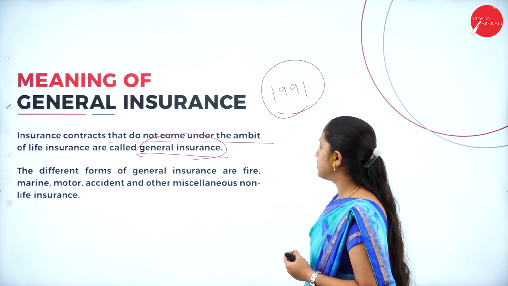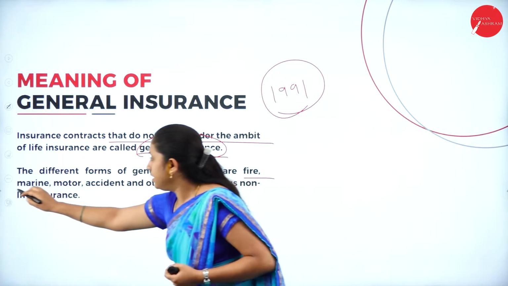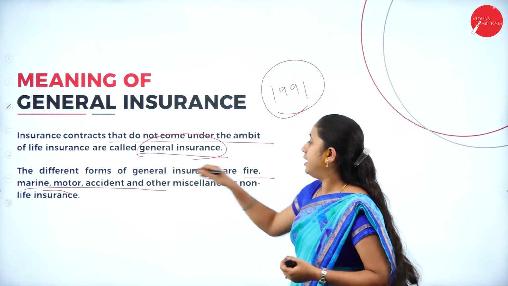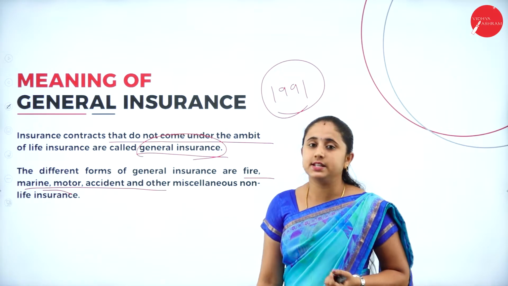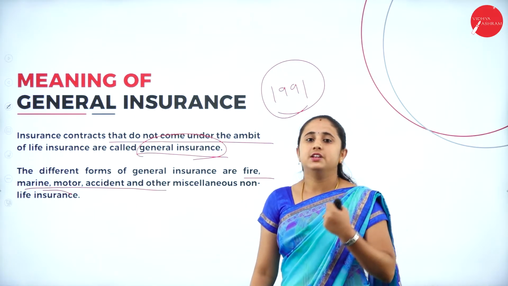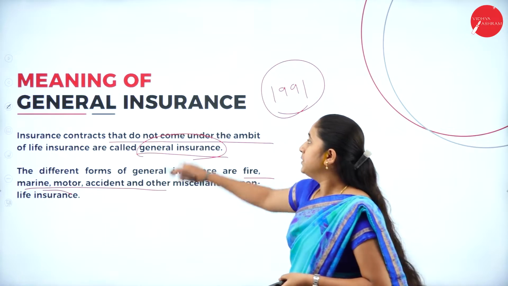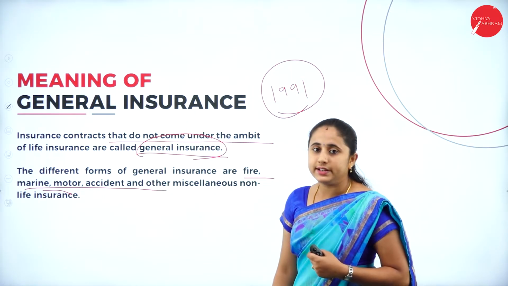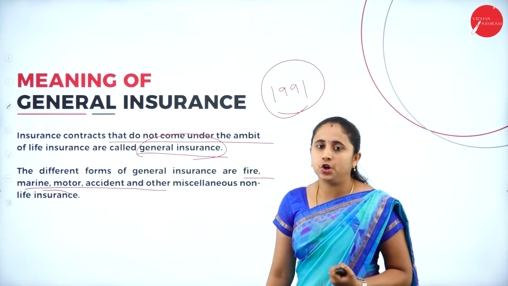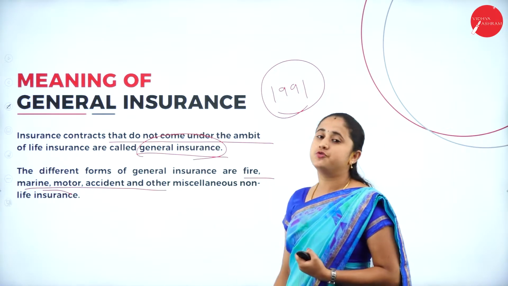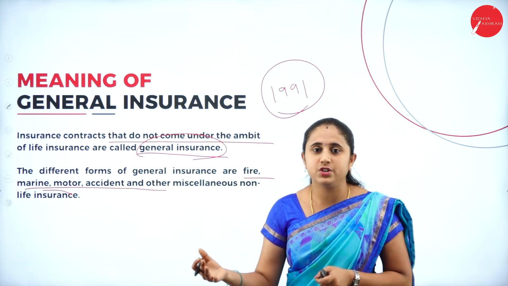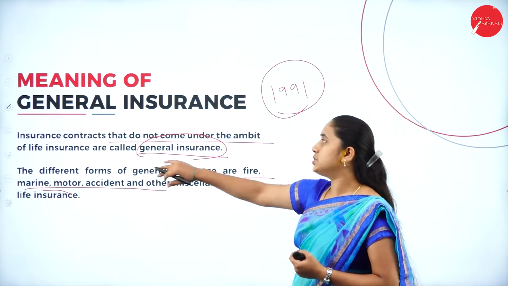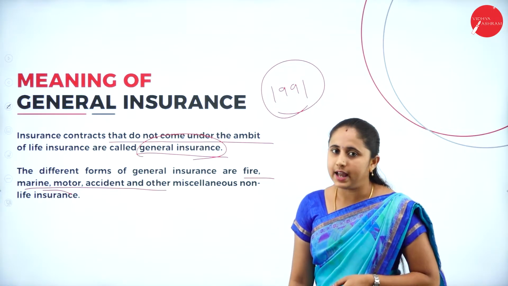The different forms of general insurance are fire, marine, motor, and accident. Apart from life insurance, fire insurance, motor insurance, accident insurance, all of these come under general insurance. In unit 1, we are going to understand what general insurance is, the evolution of general insurance, and the importance of general insurance. We are going to study this in detail in the further classes.